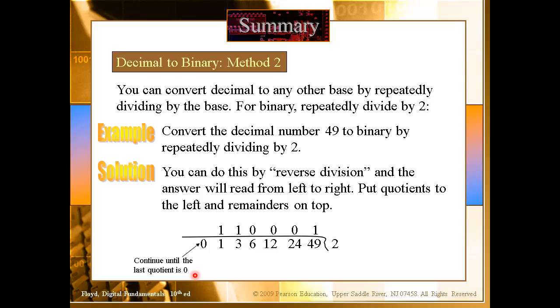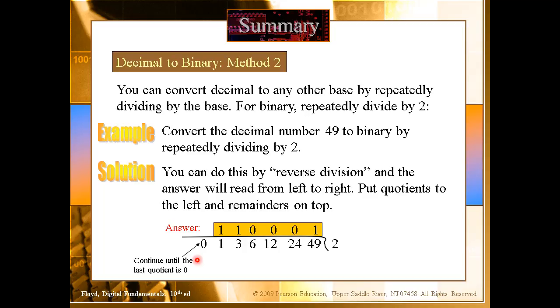See, I keep dividing, right? And now I will stop because my quotient is 0 here. I stopped here. Now what is my answer? This is actually my answer, the yellow number. This is exactly the same number you got when you had 49 and you picked those weights.